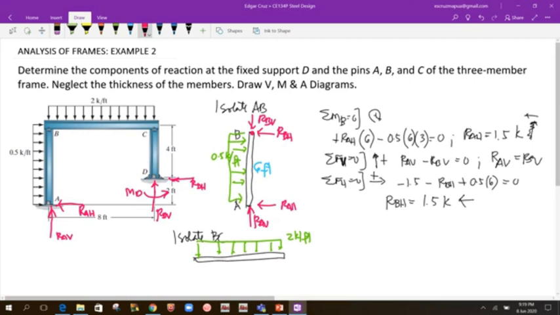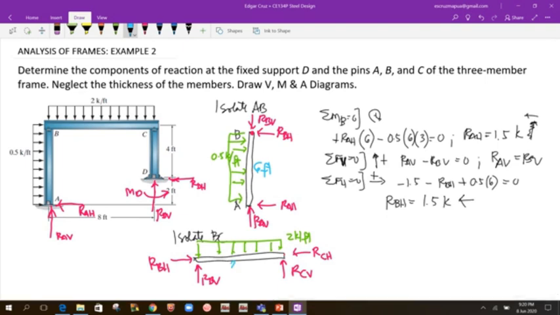So itong point B, from action-reaction coming from this point, if we assume this to be the direction, action-reaction would be opposite. So kung downward yun, it would be upward, RBV, tapos yung to the left, ito magiging to the right, which is the RBH. Okay? Tapos sa kabilang dulo naman, it could be to the left, yun yung RCH, at saka pataas yung RCV. Okay, then the length of the member BC is 8 feet.